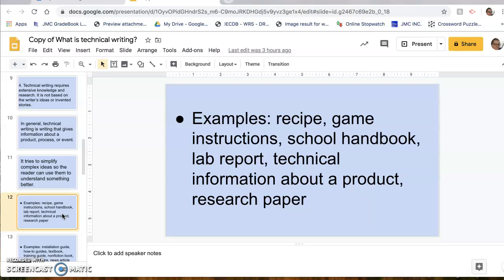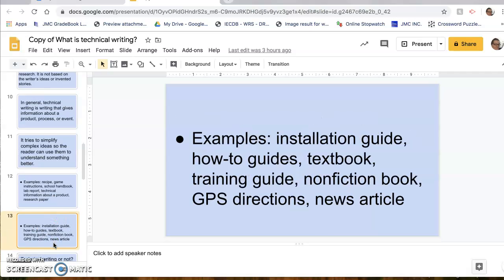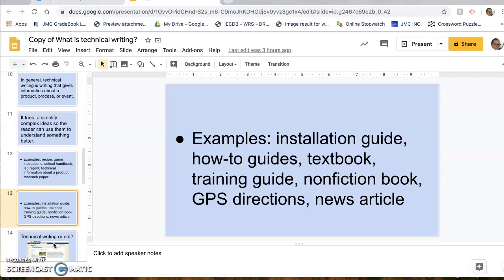A school handbook, a lab report, technical information about a product, or a research paper. Other examples include an installation guide, a how-to guide. If you buy a product, oftentimes you'll need to use the instructions that come with it as to how to set up the product, how to use different aspects of the product, and if something goes wrong, what to do. Textbooks, training guides, nonfiction books, books that give us information about a lot of different topics, GPS directions, news article.